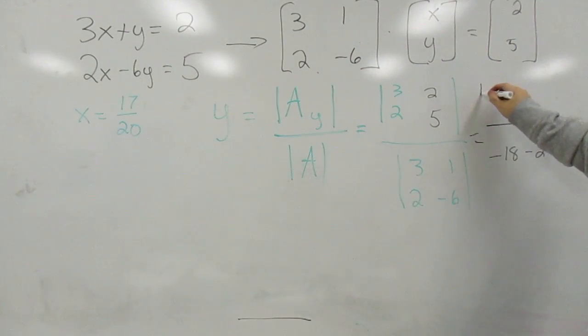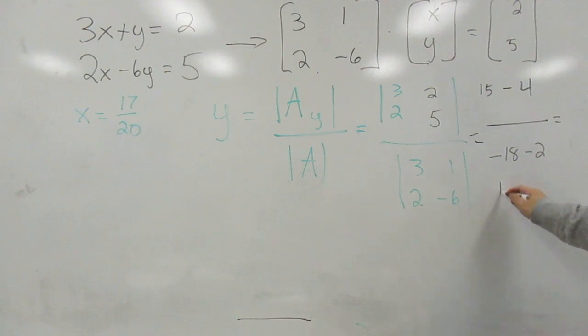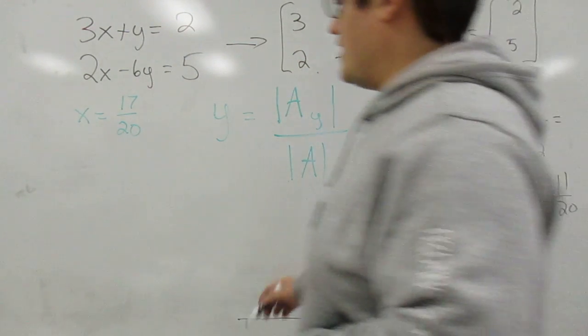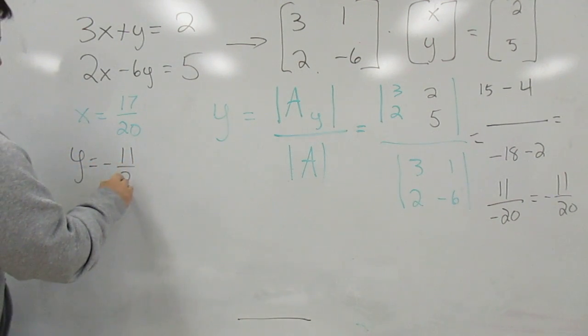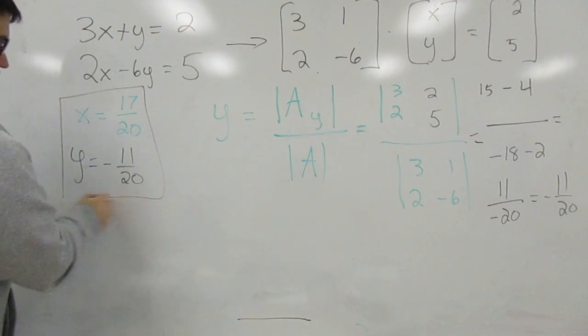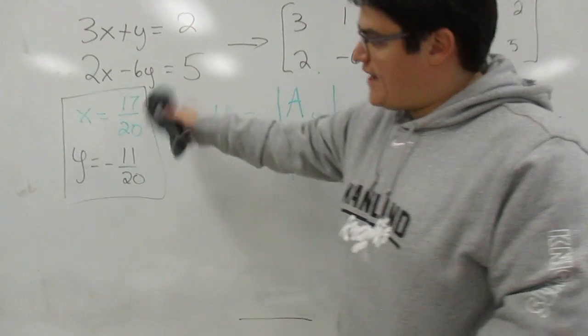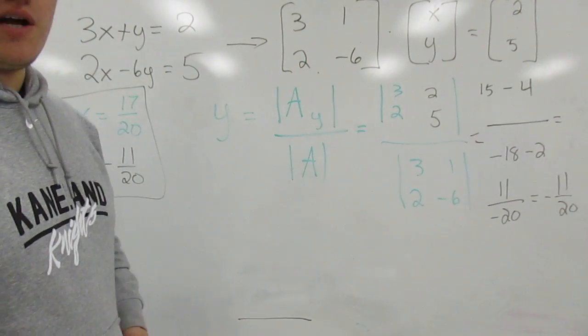Okay. Now you do the math here. 3 times 5 is 15 minus 4. So that number divided by negative 20. See, 15 minus 4 gives us an 11 over negative 20, or negative 11 over 20. So x equals 17 over 20, and y equals negative 11 over 20. Okay? So again, that's the nice thing about Cramer's rule, is you get answers that are ugly like this, but they're not too bad. You didn't really have to deal with them. You're just dividing fractions in.